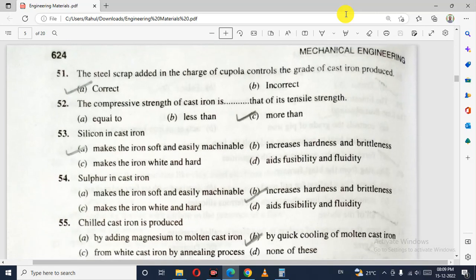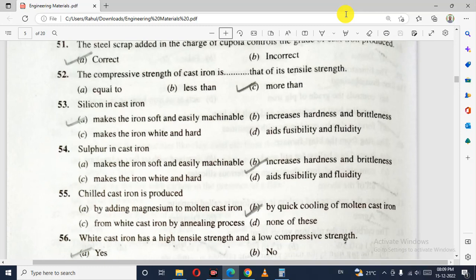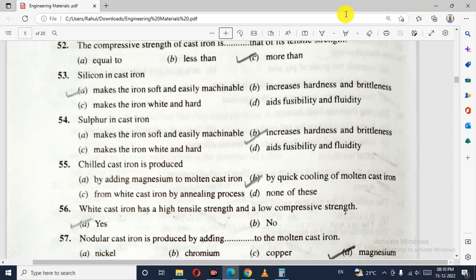Chilled cast iron is produced by quick cooling of molten cast iron. Which cast iron has high tensile strength and low compressive strength? White cast iron has high tensile strength and low compressive strength.